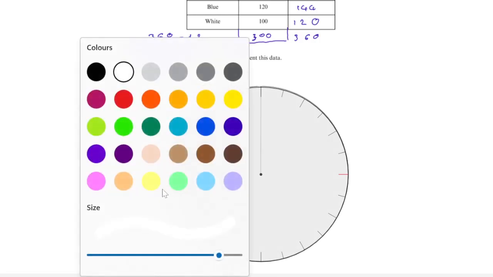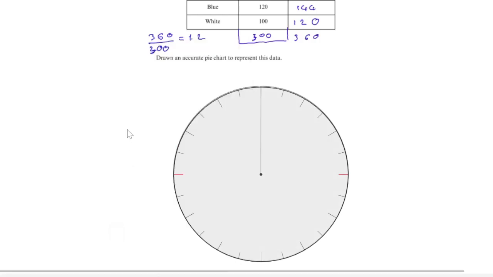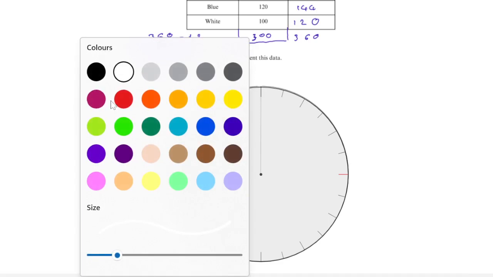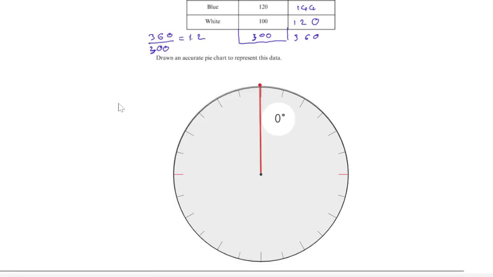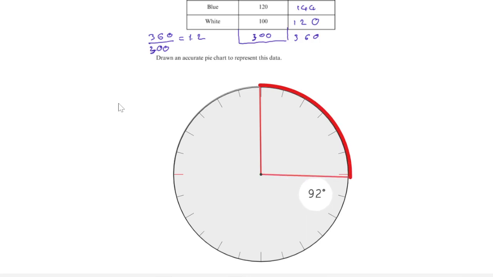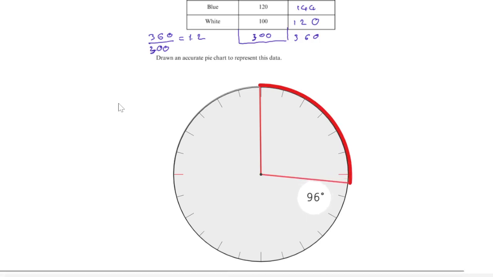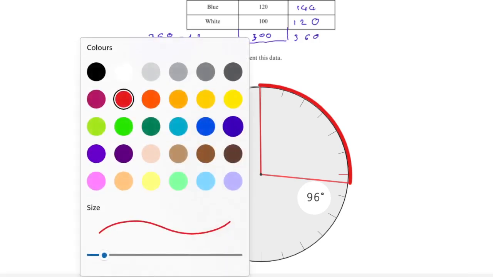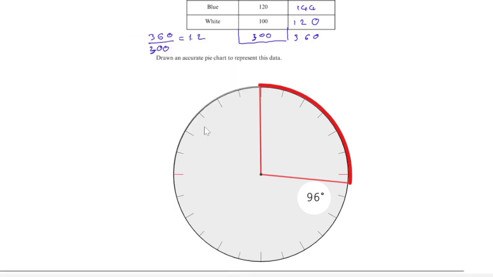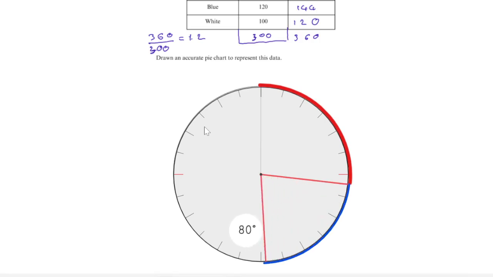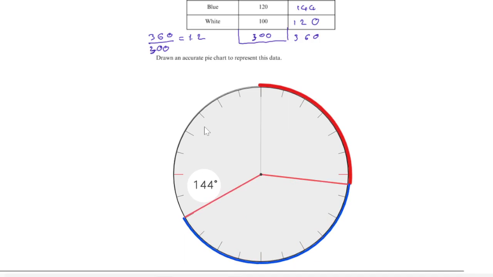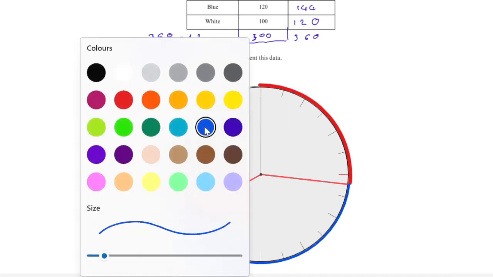So let's go for finish line, and we'll do our first section in red, just to represent red. So I want 96 again. So there's 90. So there's my 96 degree angle. I then want to do 144 in blue. I've made that line far too thick, so we'll switch for blue. So I want to do 144 this time. So measure 144 degrees, and then that's my blue section.